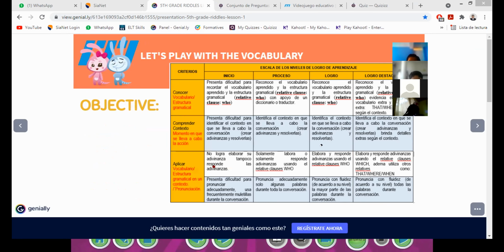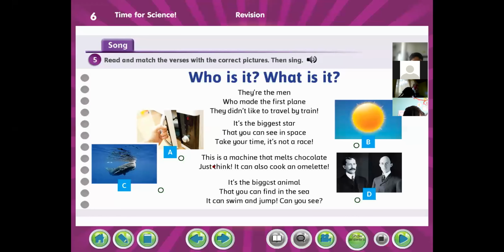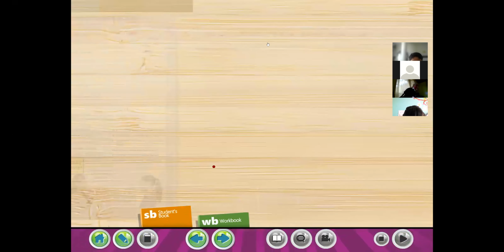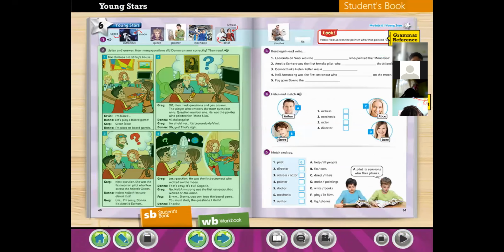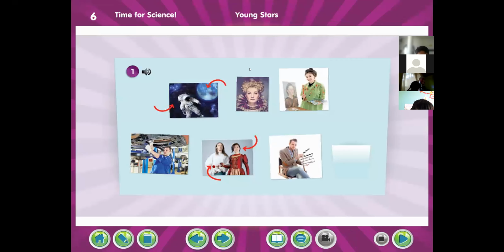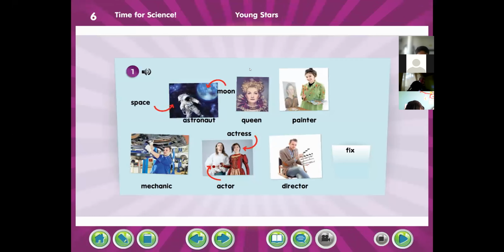Well, my friends. Let's go to our student books, please. Open your student books. Not the workbook, the student book. Let's go to pages 60 and 61. This is our vocabulary, we talk about that. Please, very fast, make a revision. Open your microphones, tell me, what is this? Space. Good. Astronaut.